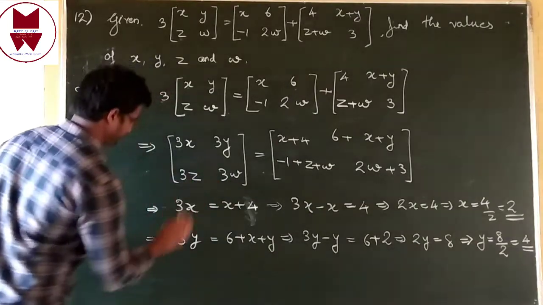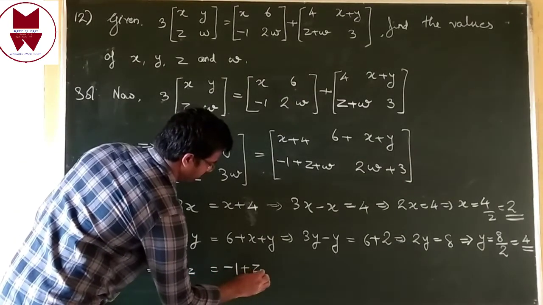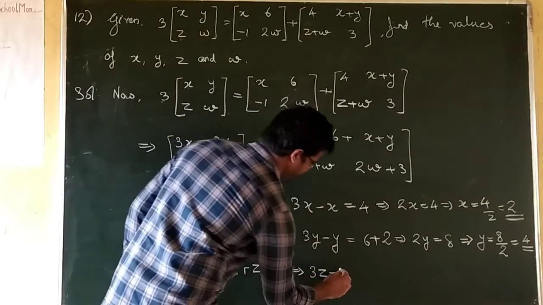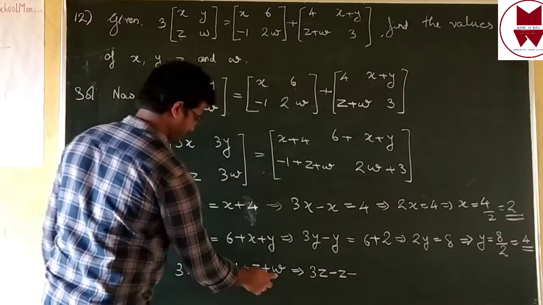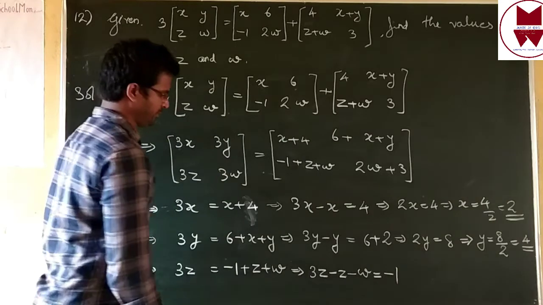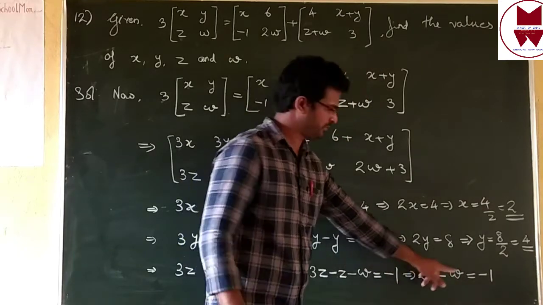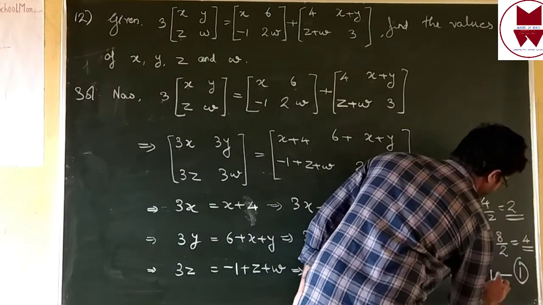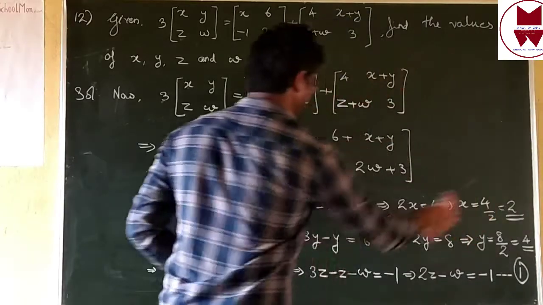Now next, 3z equal to minus 1 plus z plus w. Then 3z, this z bring to left side, that will be minus z, and w also brought over, equal to minus 1. Look in here, one more step we can write: 3z minus z is 2z, 2z minus w equal to minus 1. The z value we don't know, the w value also we don't know, isn't it? Just keep it like that. We can give it an equation number: equation number 1, Roman numeral 1. Because z and w we don't know, that's why I give equation number 1.